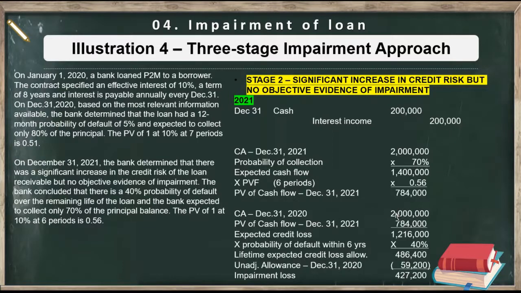So the original carrying amount is 2 million without pa sa impairment. So exclusive of the impairment. The present value of cash flow computed here is 784,000. So the expected credit loss is 1,216,000. That's overall. And then, the probability of default, meaning ang probability nga dili mabayaran sa ato ang borrower would be 0.4 or 40%. So that's based on the given here.